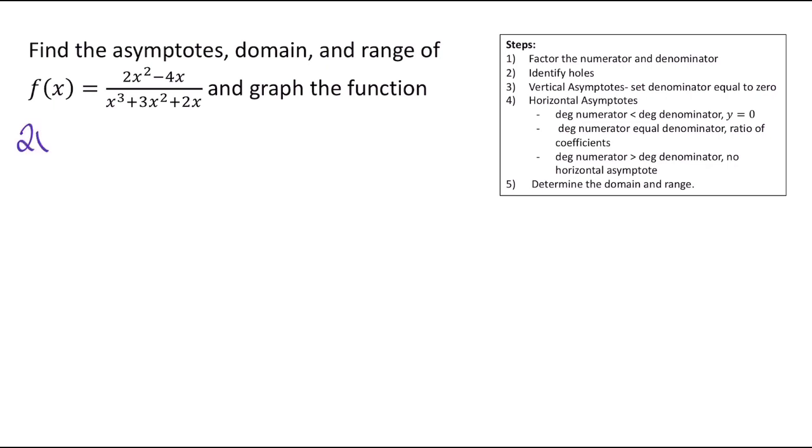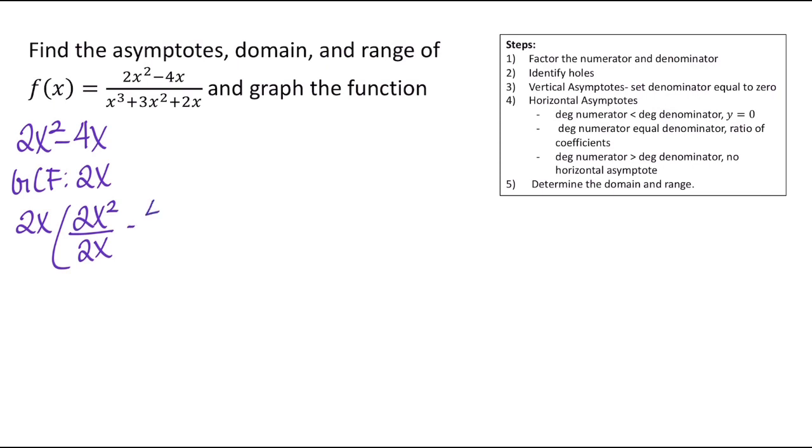So we're going to factor the numerator, 2x squared minus 4x. Notice that there's a GCF. There's the GCF of 2x that I can factor out. So I have 2x times 2x squared over 2x minus 4x over 2x. When I simplify this, I have 2x times, 2 and 2 cancel, and then x squared over x is just x, minus 4 divided by 2 is 2, and then x and x cancel.